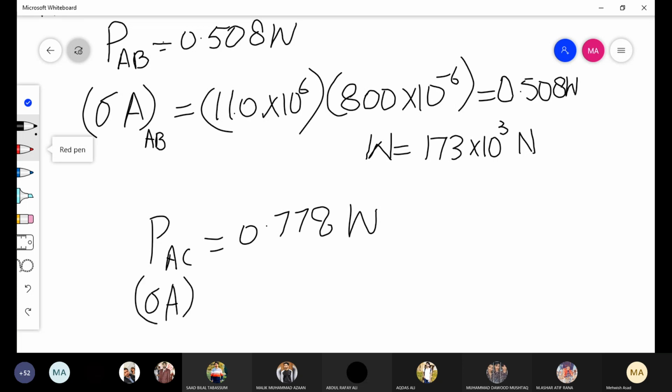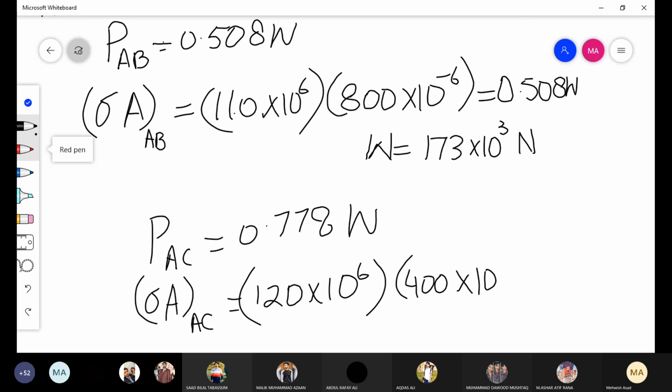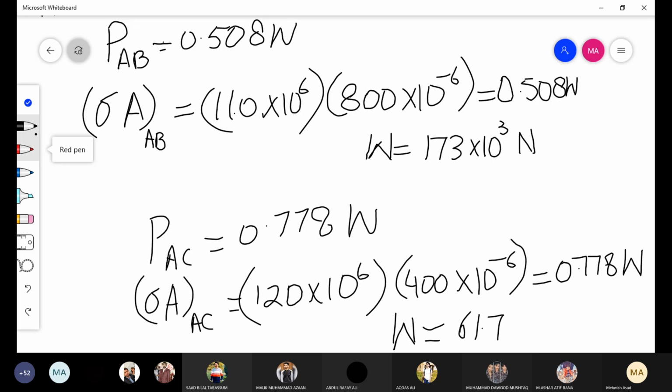Sigma into A for AC segment: sigma was 120 megapascal, so 120 into 10 raised to power 6 Newton per meter square, multiplied with cross-sectional area, that is 400 millimeter square, so 400 into 10 raised to power minus 6 meter square, and this is numerically equivalent to 0.778 times W. From this equation, W can be calculated and it comes out 61.7 into 10 raised to power 3 Newton.